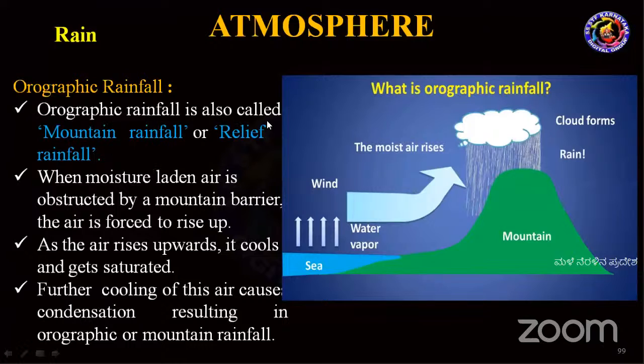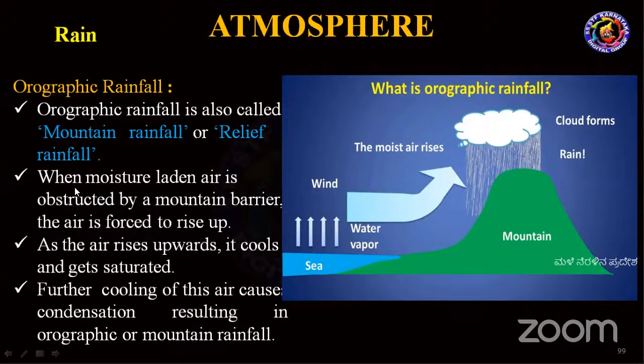Orographic rainfall is also called mountain rainfall or relief rainfall. Why do we call it mountain and relief rainfall? Because it happens because of relief features or mountains. You know relief features: they include all the mountains, plains, desert areas, plateaus and islands. These are called relief features, or geographical features of land. This orographic rainfall happens due to mountains, and because of that, it is also called mountain rainfall.